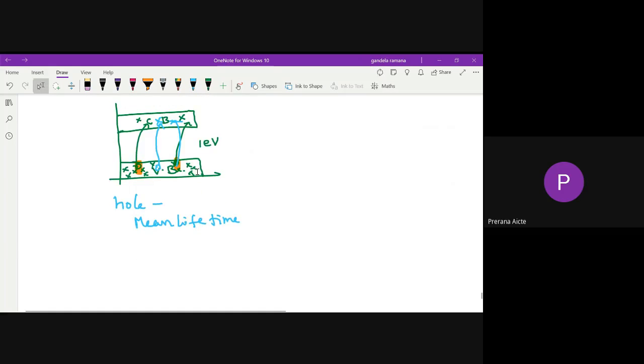Depending upon the material, either heat or light is produced. When the semiconductor material is germanium or silicon, heat is produced. When the material is gallium arsenide phosphide, light is produced. Those are the LEDs.